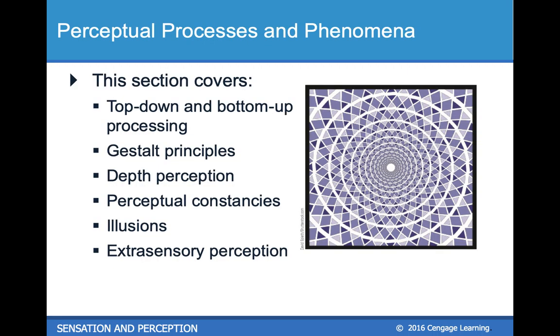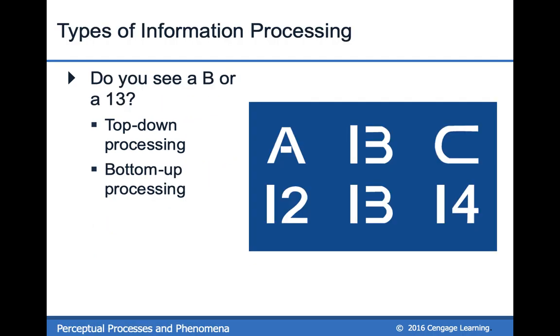So we're going to be talking about top-down and bottom-up processing first. Then we're going to go through the Gestalt principles, depth principles, perceptual constancies, illusions, and ESP, or extrasensory perception.